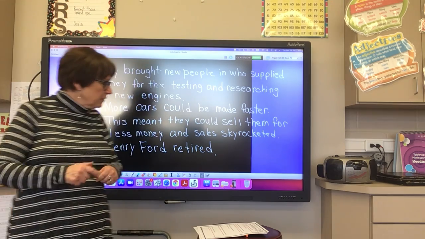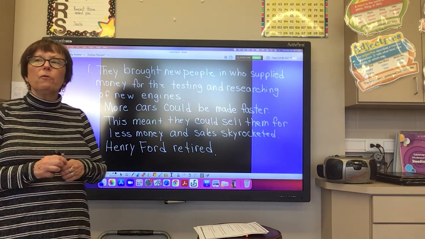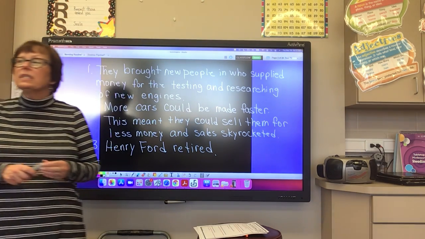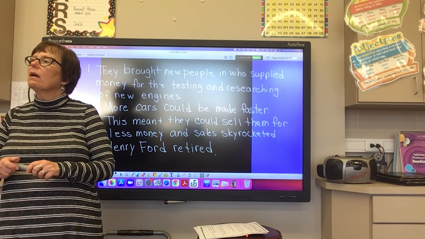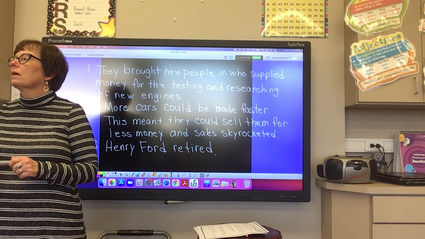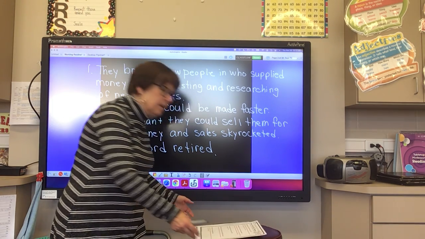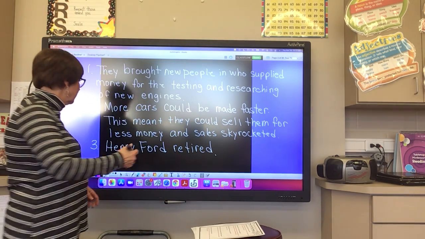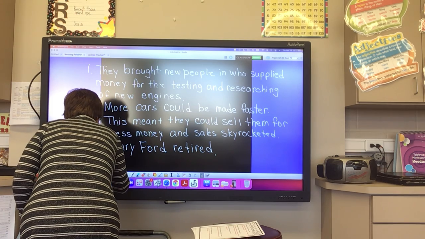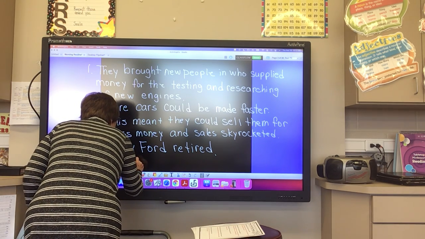Now, boys and girls, what did Henry Ford do before starting the Ford Motor Company? What was his job before then, Sophia? He worked as an engineer. Experimental motors for 8 years. That's right, he was an engineer.